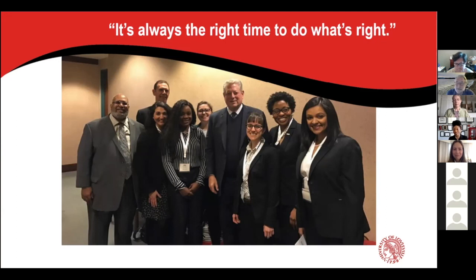What you see here is a photo of our staff with Vice President Al Gore, which is one of the greatest days in my professional career. But that decision to do what is right led to this great moment where we were able to have a big climate and health summit that his gravitas really pulled a lot of people into the climate and health space and saw climate as a health issue and an equity issue. So it's always the right time to do what's right.